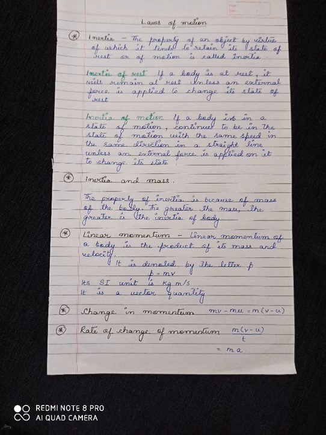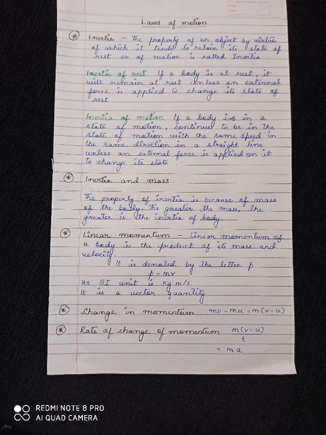Now, inertia and mass are related to each other. The property of inertia is because of the mass of the body. Each body has mass, so the larger the mass, the larger is the inertia of the body. That is, mass and inertia are directly proportional to each other. Like if the mass of a body is more, then you will need more force to change its state of rest or motion.